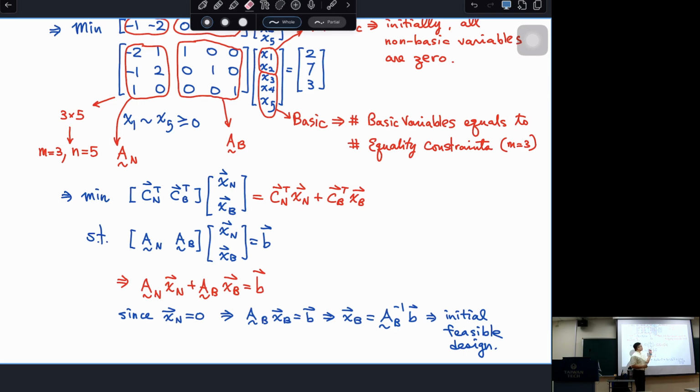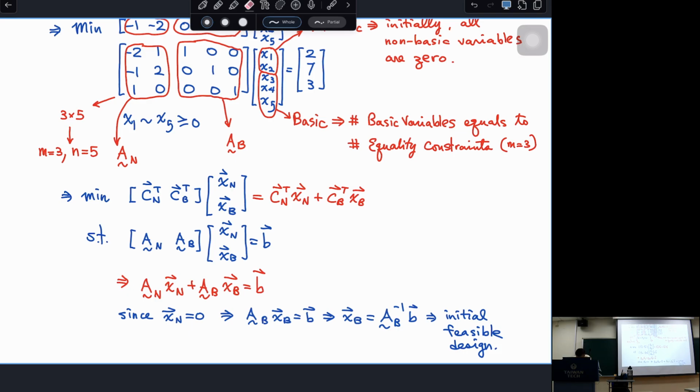So 0, 0, 2, 7, 3 will satisfy the constraint. It's a feasible design, but not optimal. Maybe not, usually not. But it's a feasible design. Okay? So let me write it down.